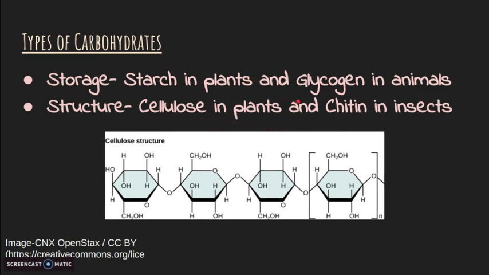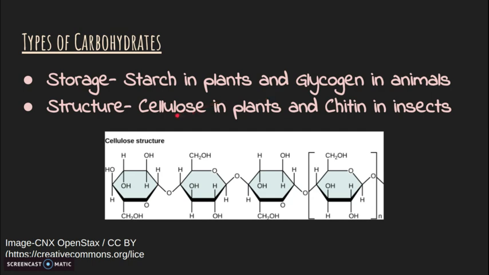For storage, we have starch in plants and glycogen in animals. This is a polymer, which makes it easy for the animals to access. So when an animal or a plant needs energy, they will break down either a starch or glycogen into the glucose or the lactic acid, it depends, and then they will use that energy for the cell.